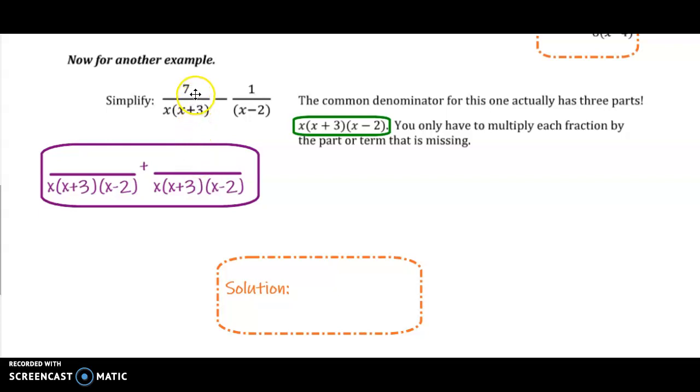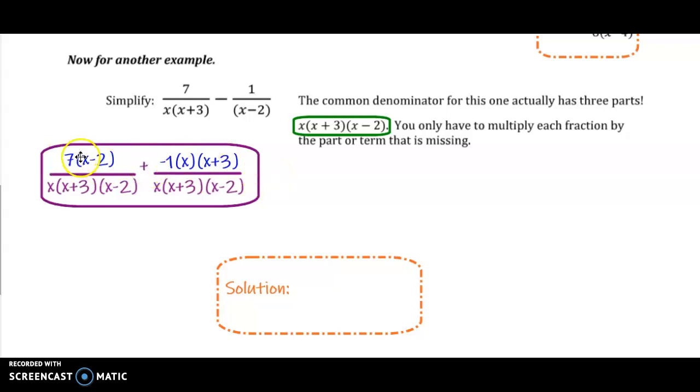On top, for the first fraction, I have x times x plus 3. The only thing missing is x minus 2, so I'm going to multiply my 7 times x minus 2. For the second one, I'm missing the x and the x plus 3 because all I have is the x minus 2. So I'm going to multiply the top by x and x plus 3. Notice, I brought the minus sign up with the 1 and made it negative 1. And now I can multiply all 3 of those together on top and make it an addition problem.